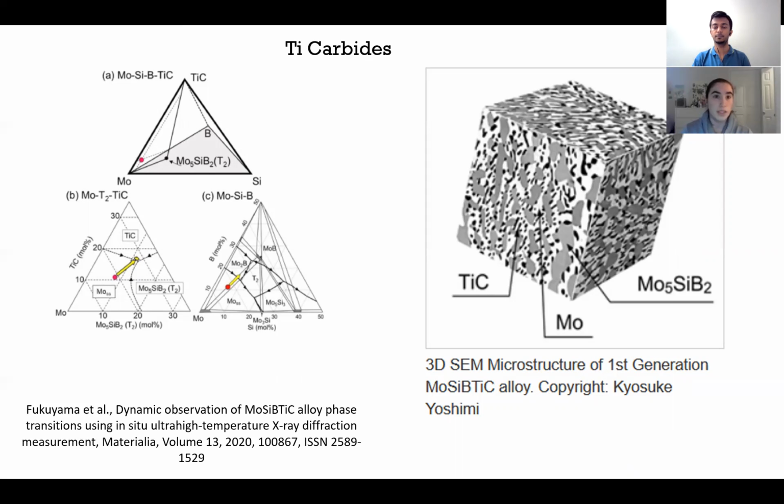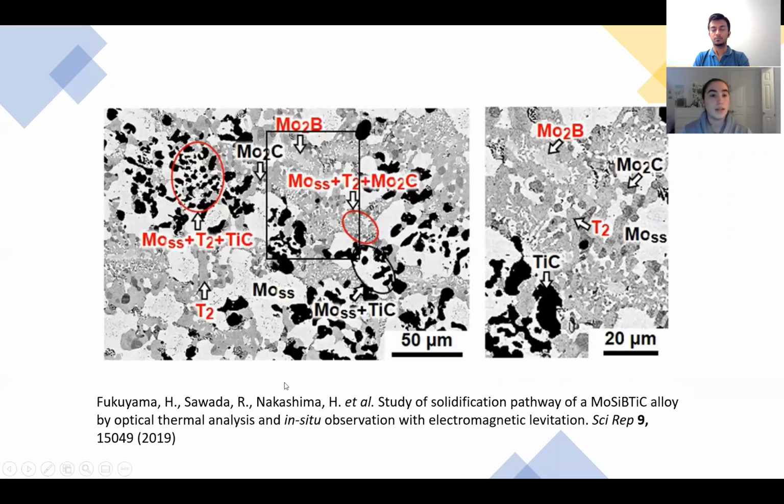So here we have some ternary phase diagrams that show different compositions that they found, which give these really high temperature resistance properties. This image on the right is a 3D microstructure of one of these molybdenum silicon alloys that have had titanium carbide added. And you can see that they're very intricate microstructures with different regions and segregation. And then under further investigation, you can see that there's a lot of different regions where you have some mixing of certain phases versus segregation of others. So there's solid solutions of molybdenum with phase T2 and also titanium carbides mixed in.